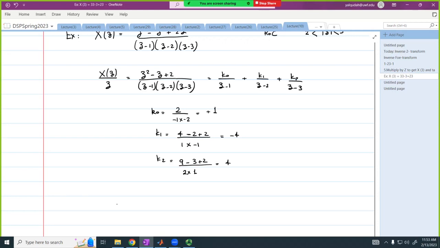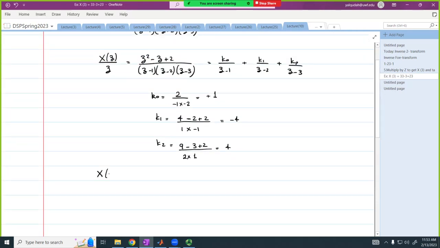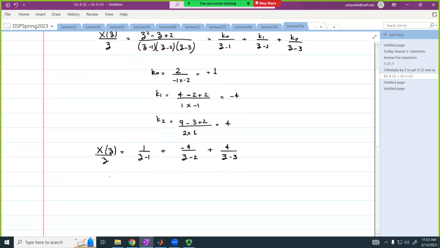Okay. What do we do next? We can write x of z as equal to, let's do it as two steps. X of z over z is equal to 1 over z minus 1 plus negative 4 over z minus 2 plus 4 divided by z minus 3, and x of z is going to equal z divided by z minus 1 minus 4 divided by z minus 2 plus 4 divided by z minus 3.